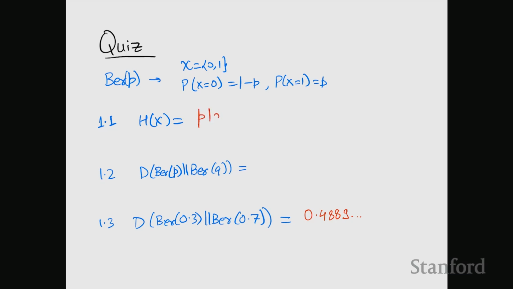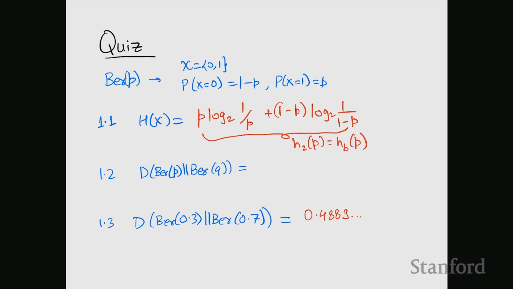So it is P log 1/P plus (1 minus P) log 1/(1 minus P). It's just the formula, nothing very clever. This function, in literature, is sometimes written as H2(P), sometimes as HB(P). So binary entropy function, that's what it's often called. And you can even plot it as a function of P. Let's call it HB(P). So what is the value at 0? What is the entropy of Bernoulli 0?